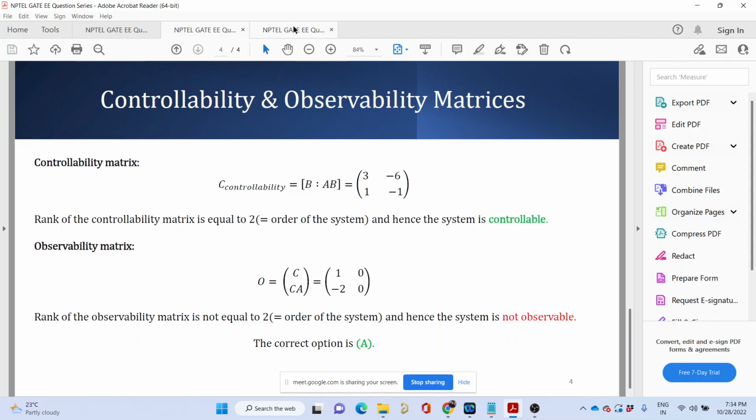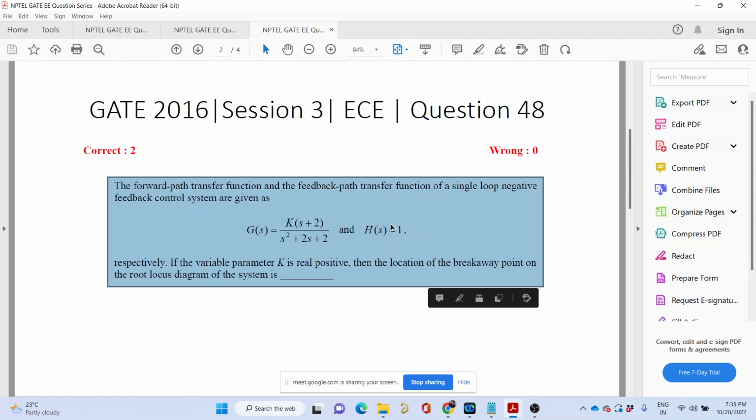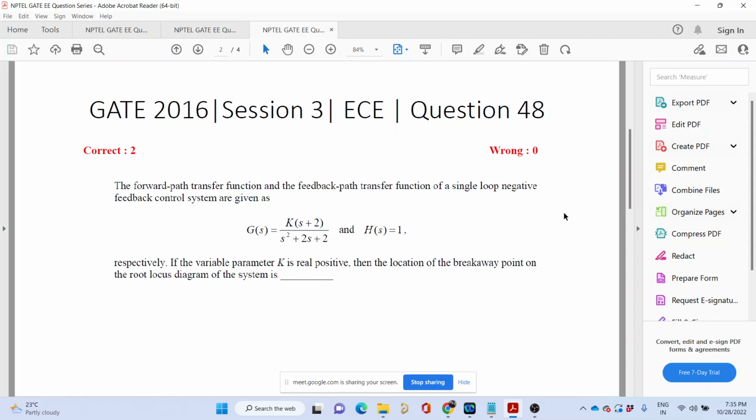Okay, let us move on to the next question. So this is the next question. You need to find out the location of the breakaway point. The open loop transfer function has been given to you, and H(s) is set to 1, that is a unity feedback system. So you need to find out the position of the breakaway point in the root locus diagram.